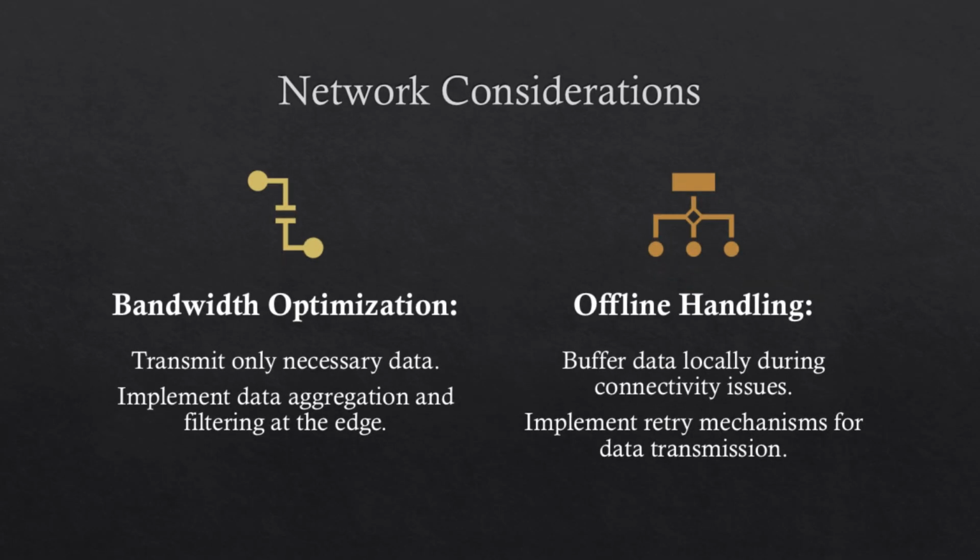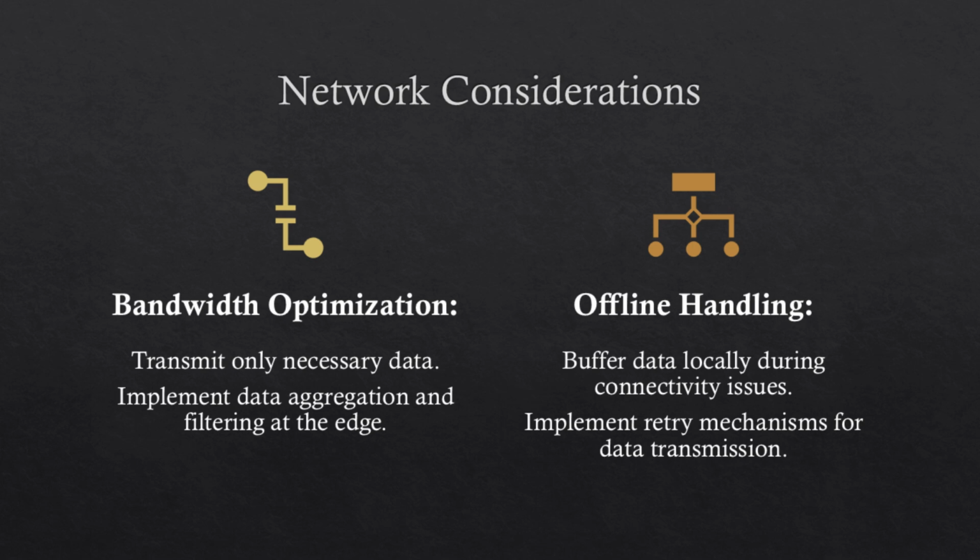Optimizing network usage is essential for system performance and reliability. Bandwidth optimization: we transmit only necessary data, filtering out redundant or non-critical information at the edge. Data aggregation techniques are used to combine multiple data points into a single transmission, reducing the number of messages sent.